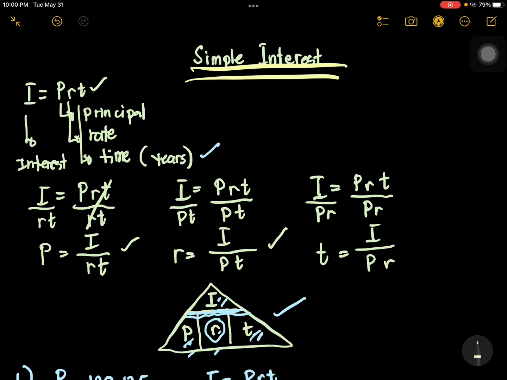Questions? You may comment if you still have one. And that's all for today. So we have realized our objective, discussing simple interest.